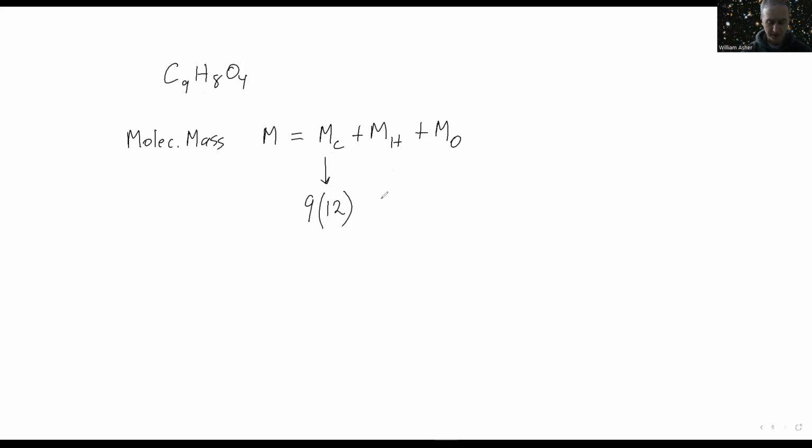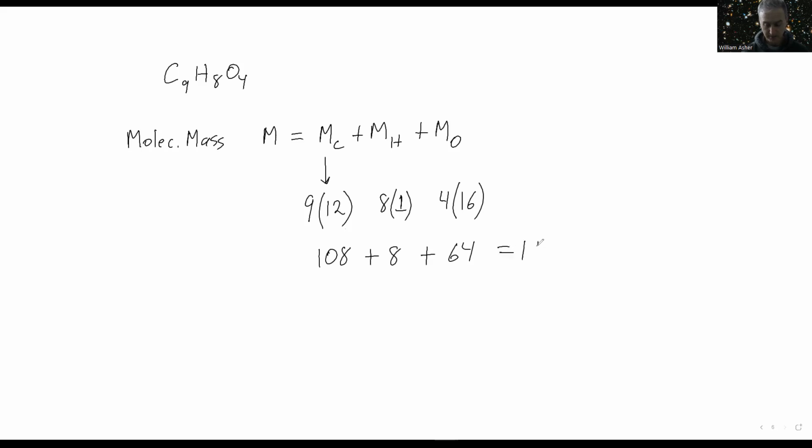And the mass of hydrogen is the number of hydrogens, which is 8, times the mass of hydrogen, which is 1. And then the total mass of oxygen is 4, because there's 4 oxygen atoms, times the mass of an oxygen, which we'll take to be 16. So 9 times 12 is 108. 8 times 1 is 8. And 4 times 16 is 64. So we add those together.